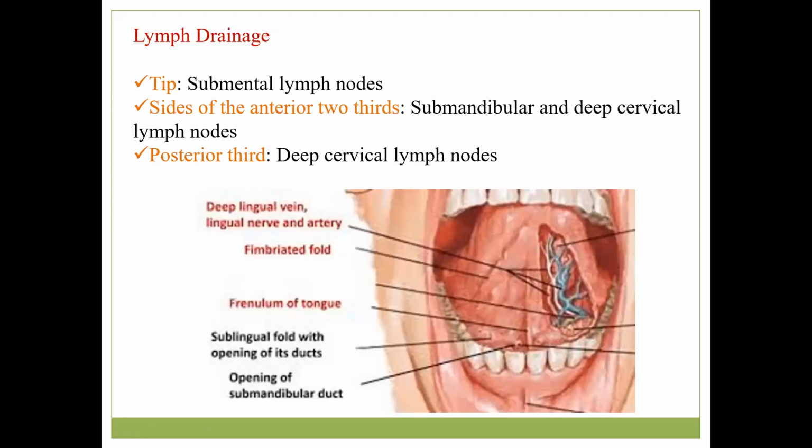The tongue's lymph drainage differs from part to part. The tip of the tongue lymph drains to the submental nodes. Sides of the tongue, anterior two-thirds of the tongue, drain into the submandibular and deep cervical nodes, and the posterior third drains into the deep cervical lymph nodes.